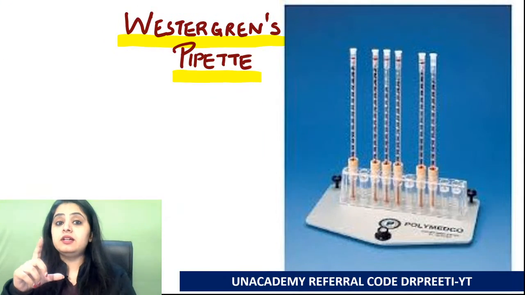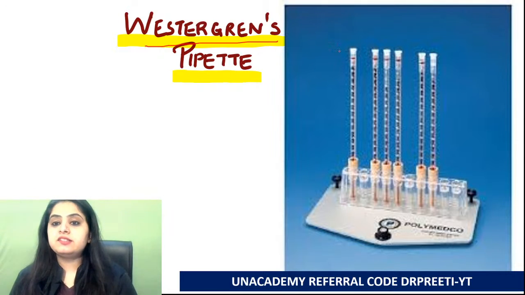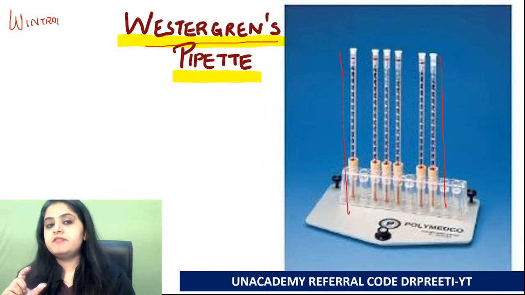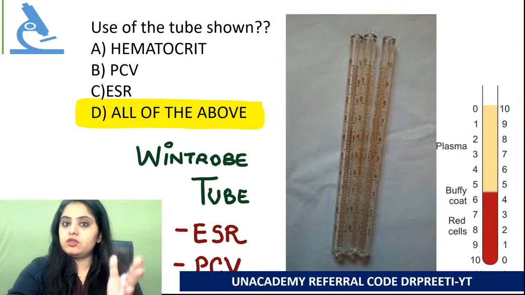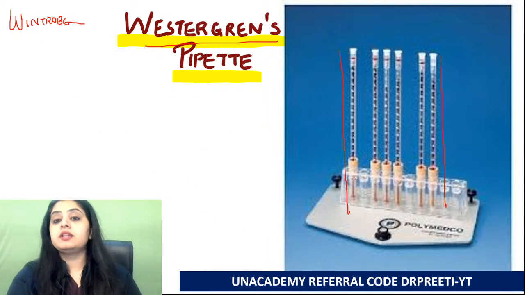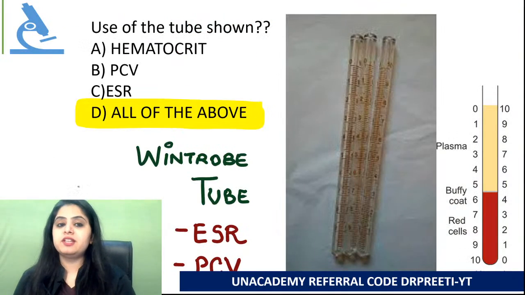Westergren is the bigger name, longer name, so the Westergren pipette is longer. So remember, Wintrobe, small name, small tube. Westergren, big name, big pipette. That was the Wintrobe tube, small tube. This is the Westergren pipette, which is the large pipette. What is the use of Wintrobe's over here? All of the above. Guys, it is used for PCV and ESR.